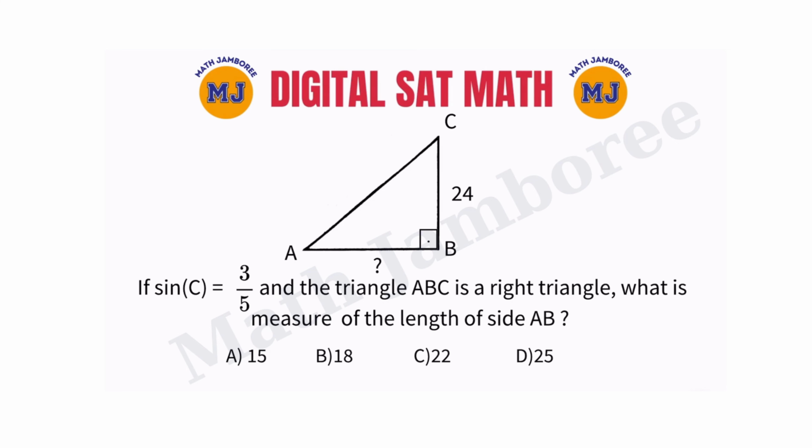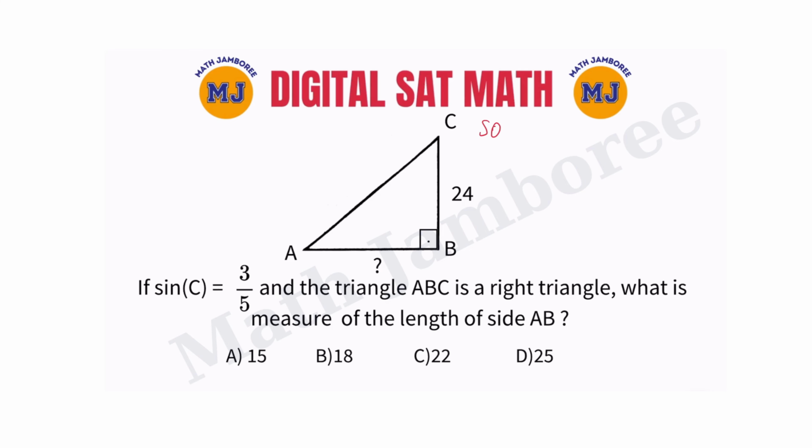Today we have another question from the topic of SOH-CAH-TOA. Let's read this question and solve it together. If sine C is 3 over 5 and the triangle ABC is a right triangle, what is the measure of the length of the side AB?